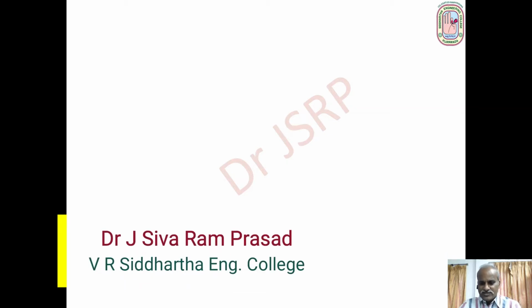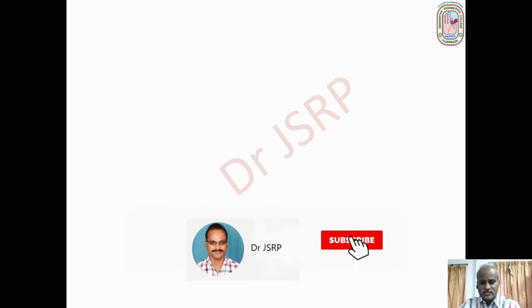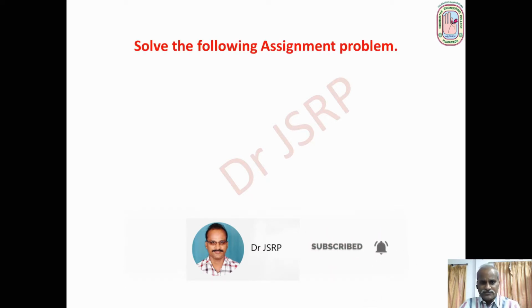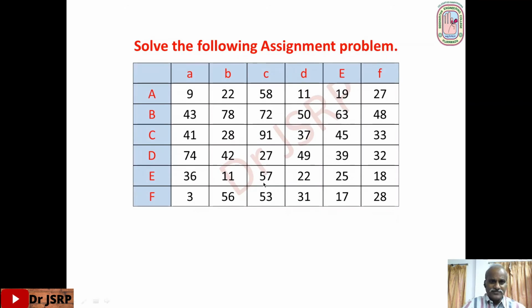In this lecture, I am going to explain how to find multiple optimal solutions to an assignment problem. So consider this problem. Solve the following assignment problem. We have 6 jobs and 6 persons. These are the performing costs.